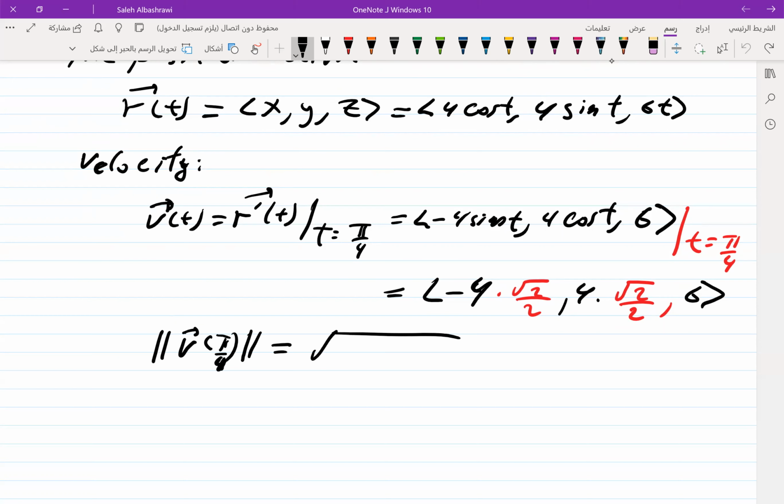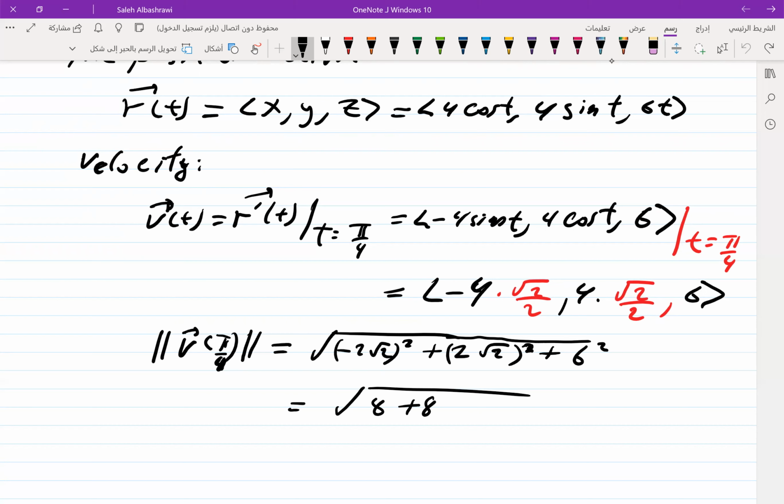It is minus 2 root of 2 squared plus 2 square root of 2 squared plus 6 squared. It is 8 plus 8 plus 36, which is equal to square root of 52. So the magnitude of the velocity at t equal to pi over 4 is equal to square root of 52.